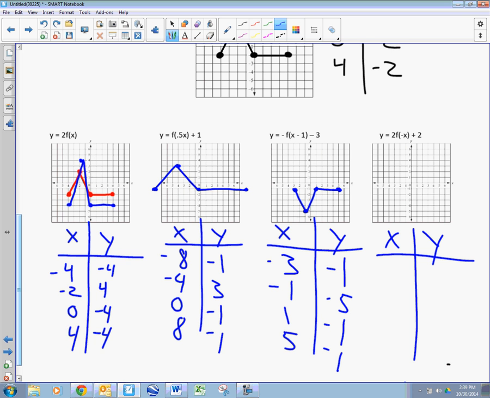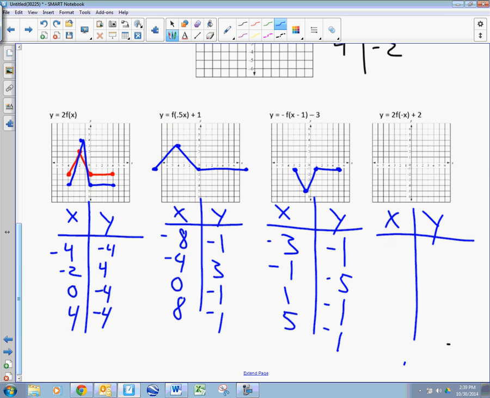X and Y. What do I do with first? The 2, the negative, or the plus 2? The negative. What does the negative on the inside do? Flips it over the y-axis. When you flip something over the y-axis, does that change the y values? No. Does it change the x values? Yes. So you switch the x values. So we end up with positive 4, positive 2, 0, and negative 4.